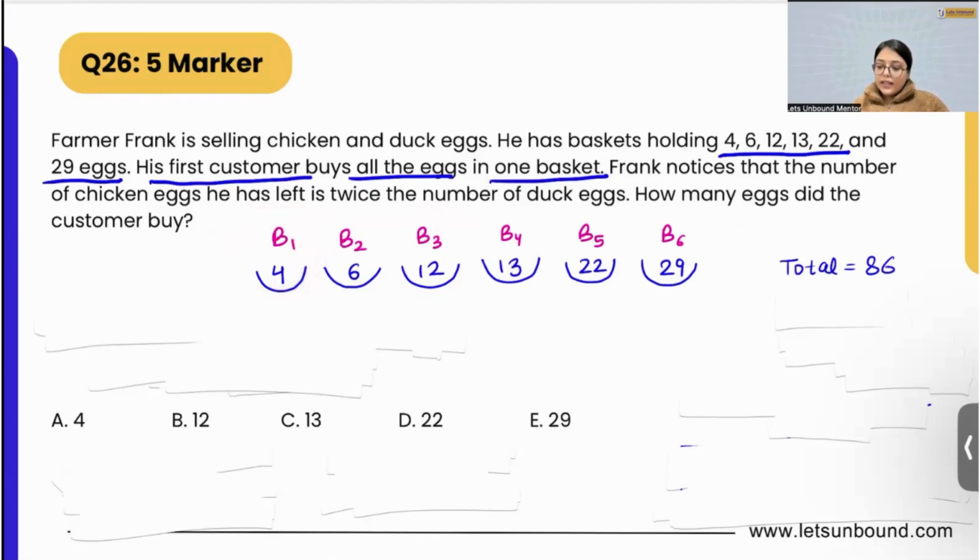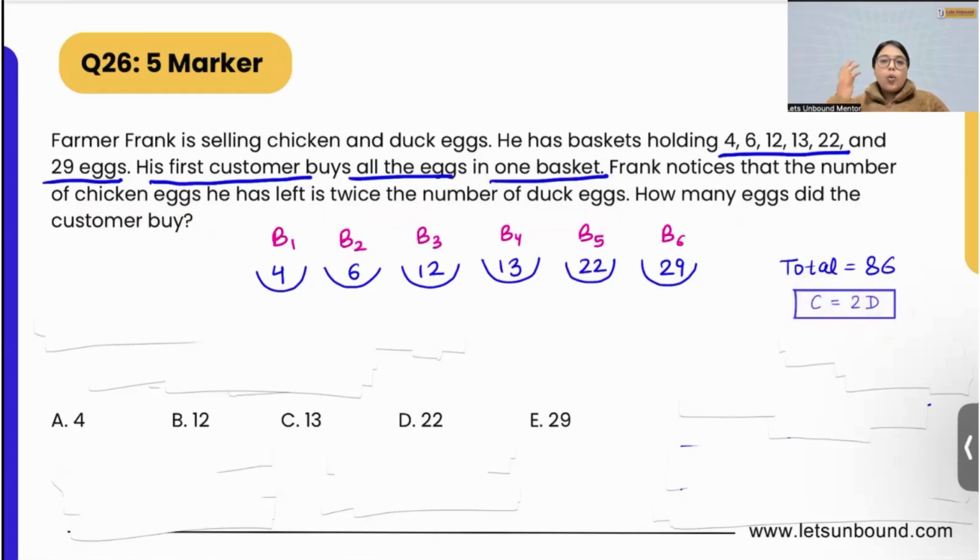So one thing is clear, if these are the total number of eggs in the baskets before the customer picked, the total would be 86, right? But after the customer left, what Frank noticed is that the number of chicken eggs is twice the number of duck eggs, right? So this is an important thing to note, that the chicken eggs is twice the number of duck eggs. So I have taken C and D to denote the chicken and the duck eggs. You can see here, right?